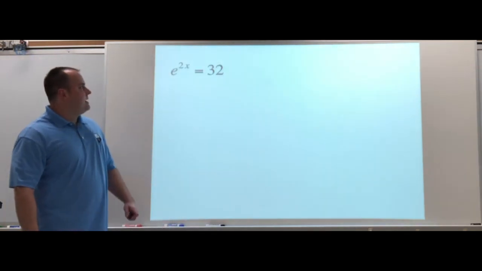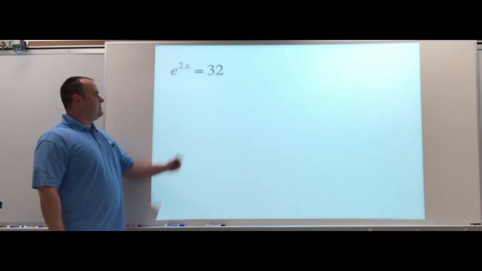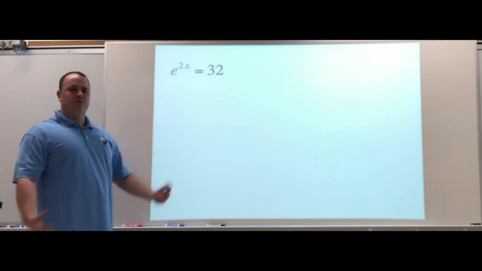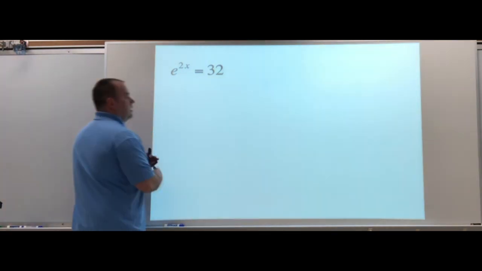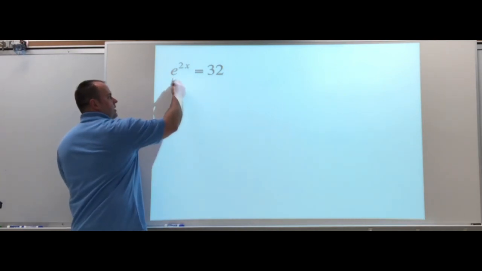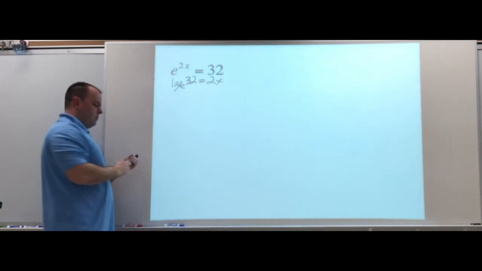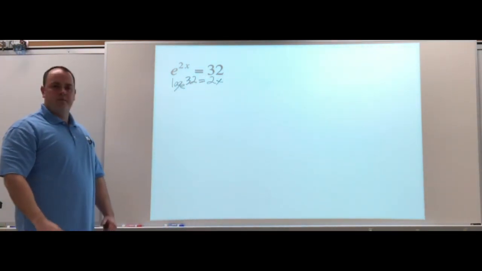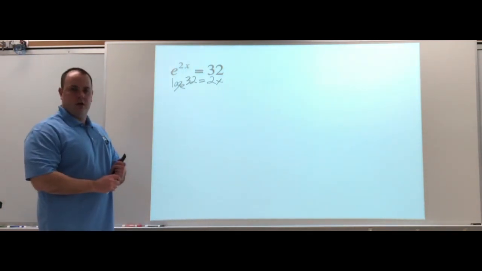Okay? e to the 2x equals 32. I know the base is an e, which kind of throws people off a little bit. It's still an exponent. Write it as a log. We're going to write this as log base e of 32 equals 2x. And what you have to remember is how else you can write log base e. Log base e is nice because it's a function that is right on your calculator that you can plug in.